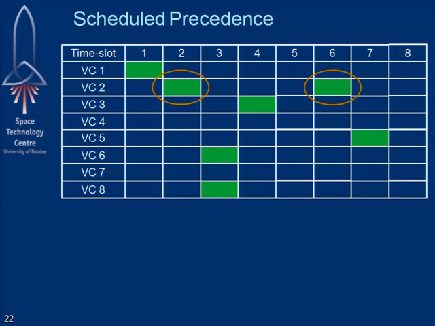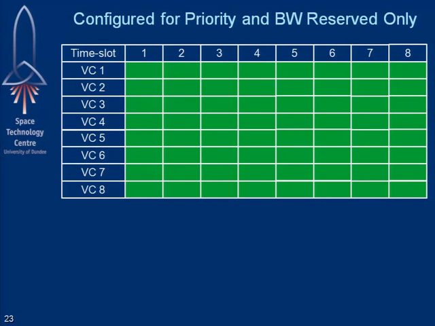Virtual channel 2, we've got 2 time slots where we're allowed to send. In time slot 3, there's actually 2 virtual channels that are allowed to send. So these 2 virtual channels will now compete according to their precedence, so their priority and their bandwidth reservation, and whoever wins out will actually be the one that sends the next frame of information. Okay, so if you don't want to use the scheduling, then you just fill out your complete scheduling table like this, and it means that everybody will compete according to their priority and their bandwidth reservation.